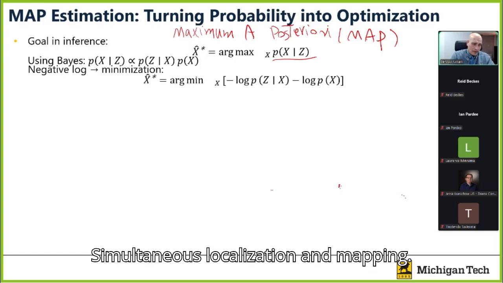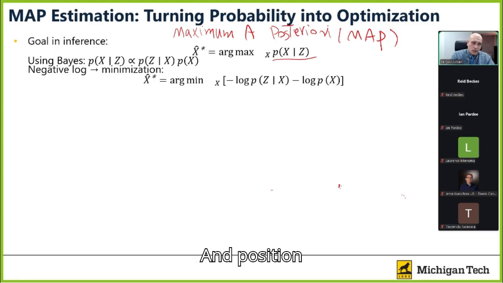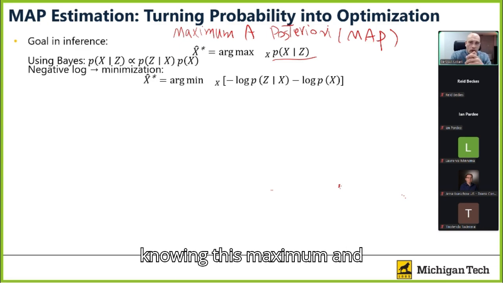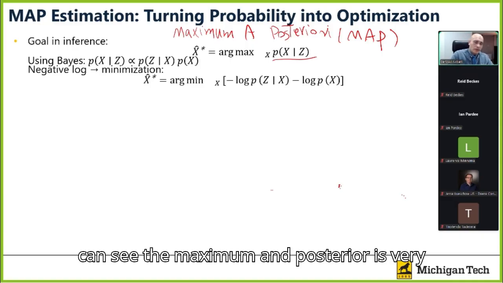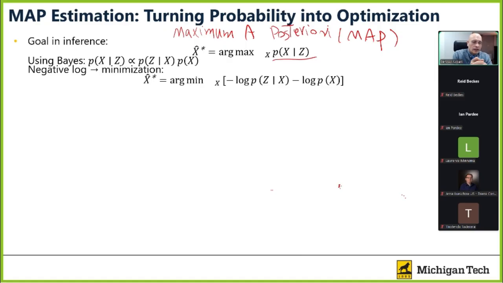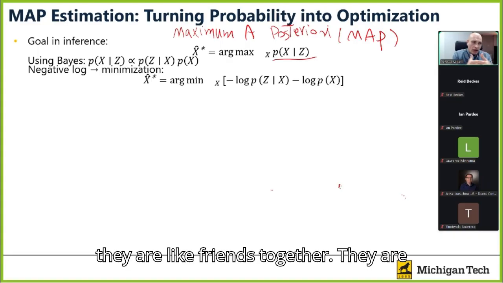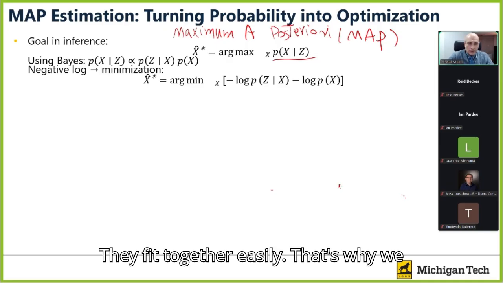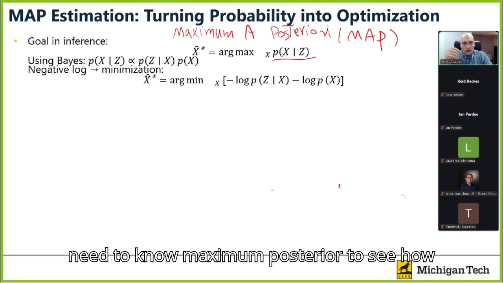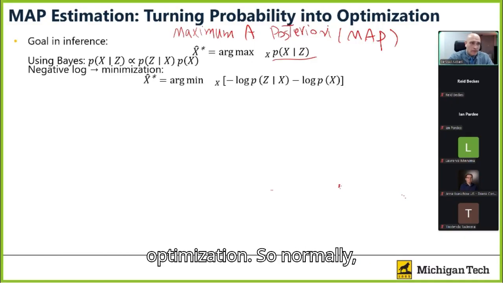Simultaneous localization and mapping, position estimation, weather estimation, path planning. What can I say? Everything. That's why knowing this maximum a posteriori matters, and later in this class we will see that maximum a posteriori is very aligned with factor graphs. They are like friends; they go together and fit together easily. That's why we need to know maximum a posteriori to see how we can get inference in factor graph optimization.